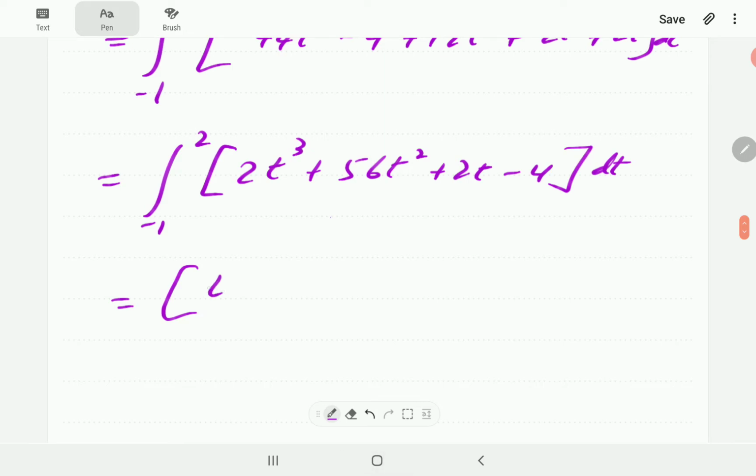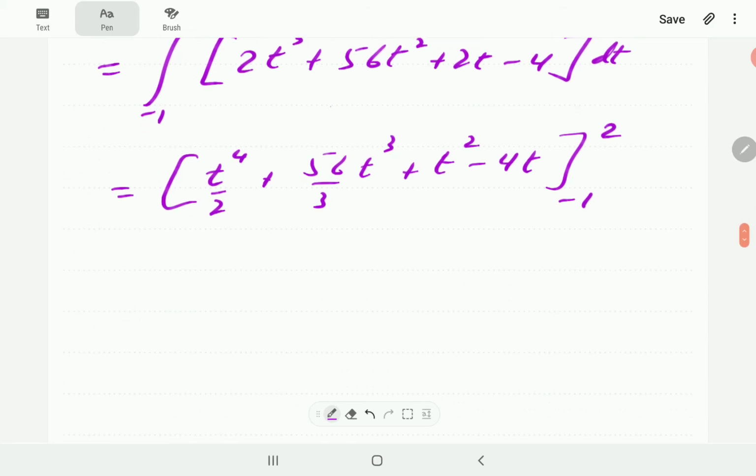So integrating this is going to give us t to the power 4 over 2 plus 56 on 3 t cubed plus t squared, and then minus 4t. The limits are from minus 1 to 2. And then if we plug these in, it shouldn't be a problem.